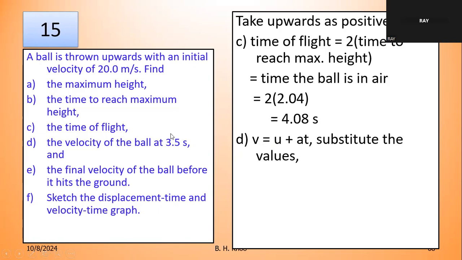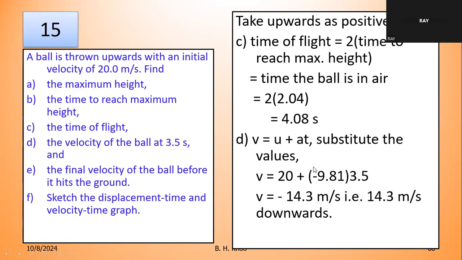U is 20. A is minus 9.81. Put in your value, then calculate. You get a negative answer. The negative answer tells us that the velocity is downwards. It's 14.3 meters per second downwards. That means it's coming down now. Okay with that?